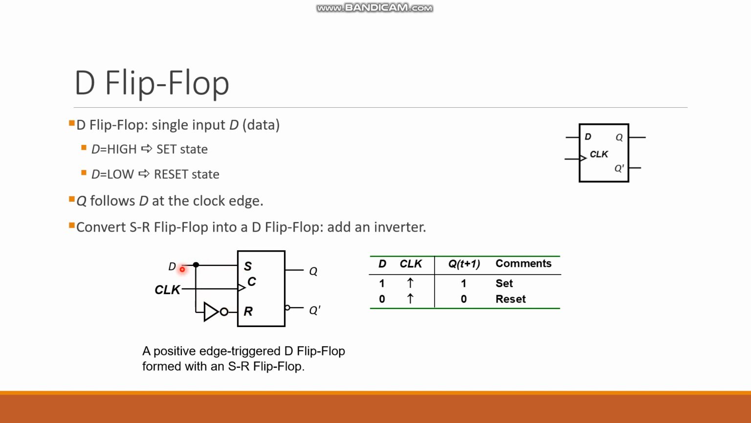That means whenever D is 0, S is 0 and R is 1. Whenever D is 1, S is 1 and R is 0, right? So if D is 1 and the clock pulse is applied, the output is going to be 1. Why? Because 1 is connected to S and 0 is connected to R, and in the SR flip-flop the output is going to be 1. In the D flip-flop, when D is 1 and the clock pulse is applied, the output is going to be 1. Whenever D is 0 and the clock pulse is applied, the output is going to be 0.